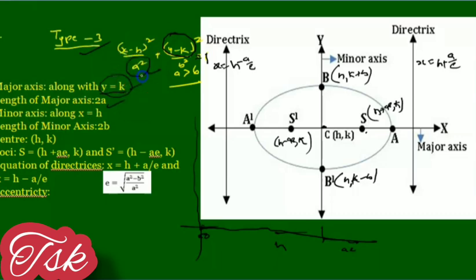Look here, the major axis is y is equal to k with length 2a. Similarly, the minor axis is 2b, and its equation is x is equal to h. So the major axis is parallel to the x-axis and the minor axis is parallel to the y-axis. S becomes (h plus or minus ae, k). The eccentricity is the same as that of type 1.